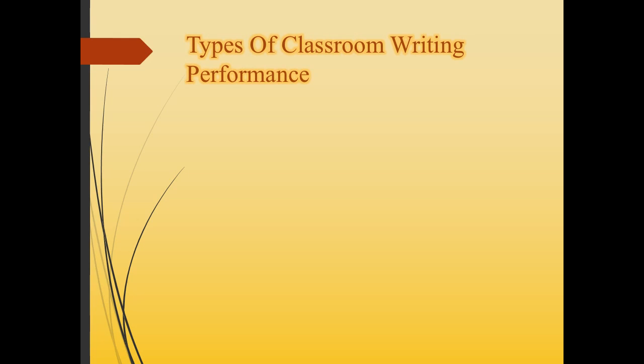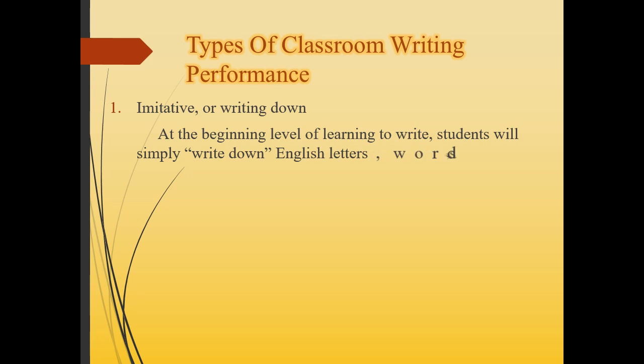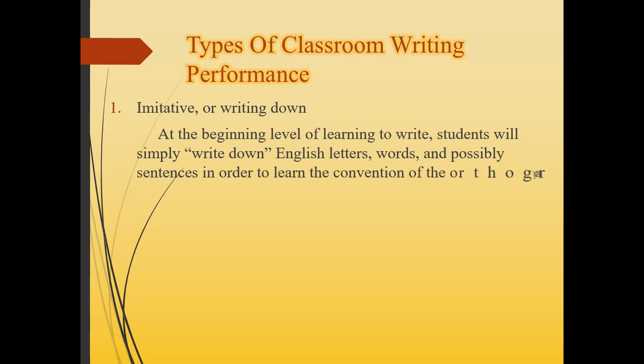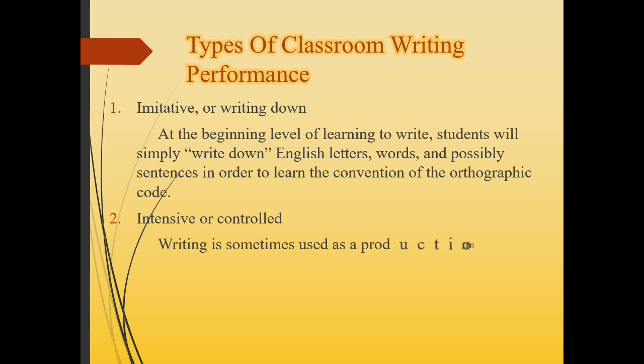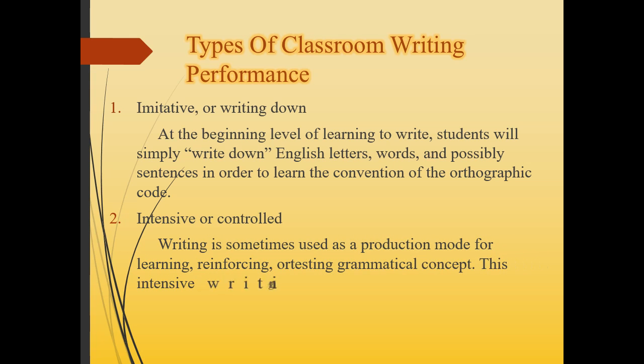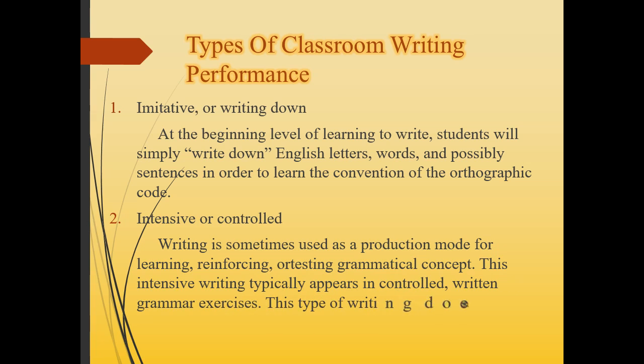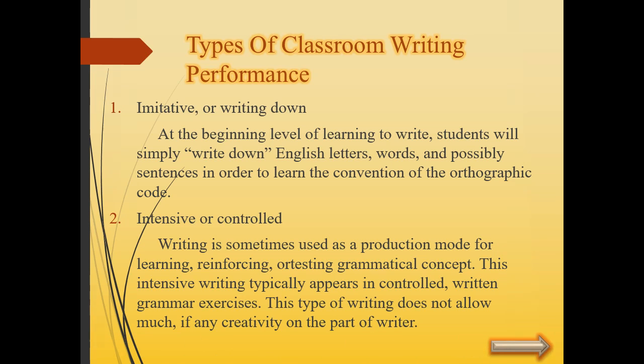Types of classroom writing performance. 1. Imitative, or writing down. At the beginning level of learning to write, students will simply write down English letters, words, and possibly sentences in order to learn the conventions of the orthographic code. 2. Intensive or controlled. Writing is sometimes used as a production mode for learning, reinforcing, or testing grammatical concepts. This intensive writing typically appears in controlled writing grammar exercises. This type of writing does not allow much, if any, creativity on the part of the writer.